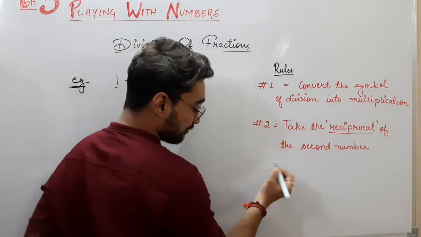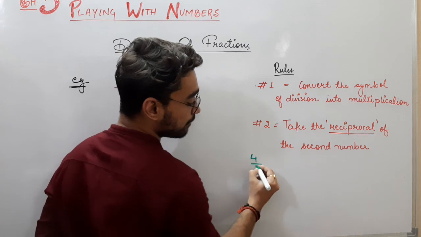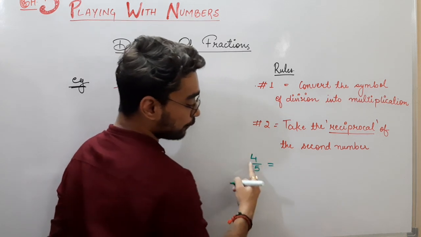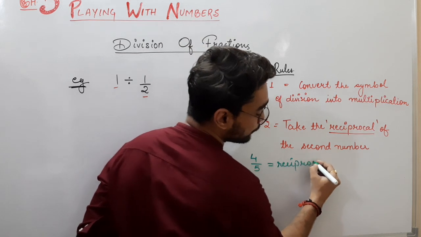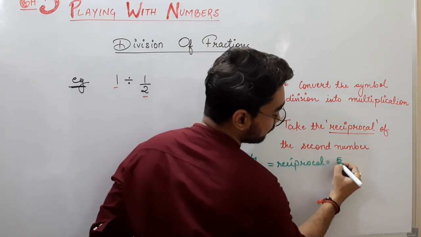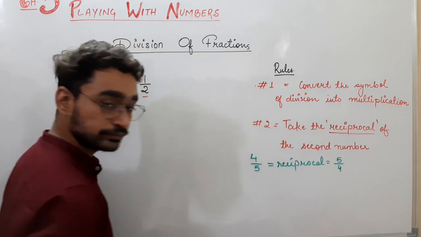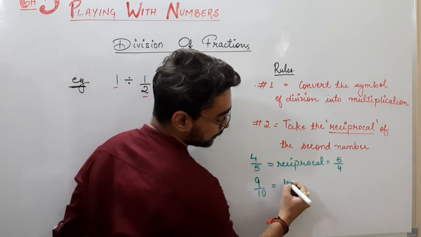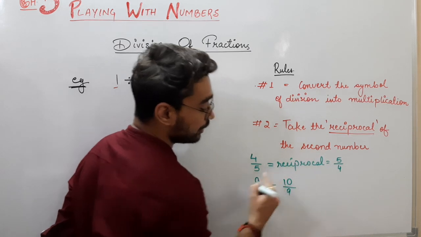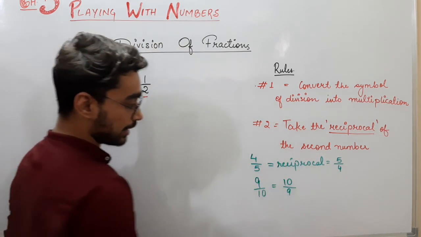For example, what is the reciprocal of 4 by 5? The reciprocal of 4 by 5 will be 5 by 4. The reciprocal of 9 by 10 will be 10 by 9. Reciprocal means the opposite or the reverse of that.